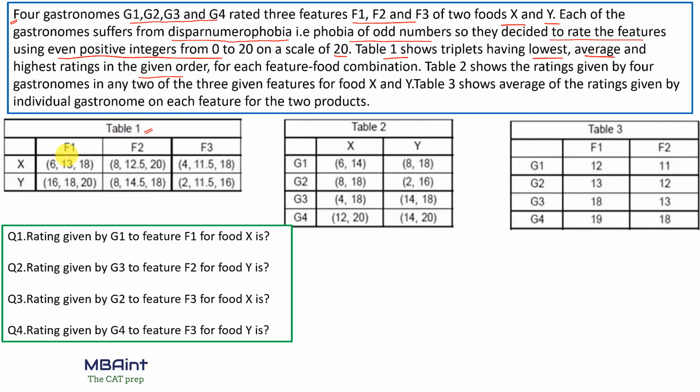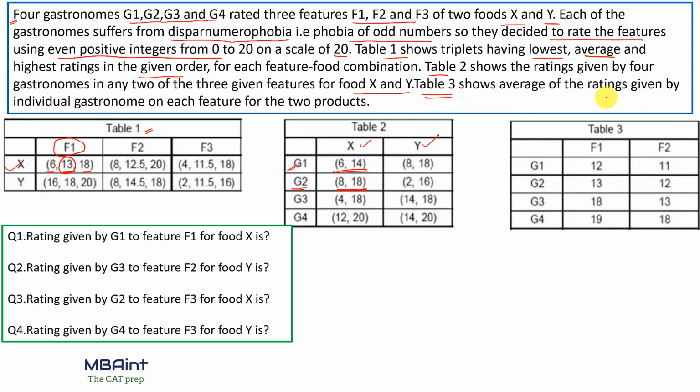So if we look into table 1, for feature F1 for food X, we know the lowest value, we know the highest value and the average of all the values given by 4 gastronomes. Table 2 shows ratings given by 4 gastronomes in 2 of the 3 given features in food X and Y. So we know that there are 3 features for gastronome G1. We know 2 values for food X. For gastronome G2, we know 2 values for 3 of the features of a particular food X, and so for Y.